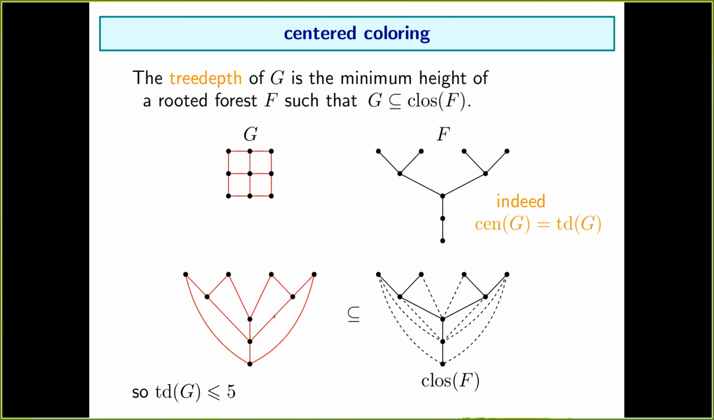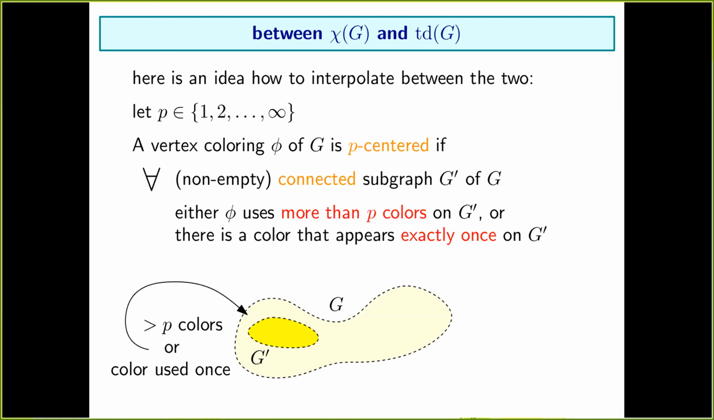So now we don't require that every connected subgraph has a center. We are satisfied if it's hit by a lot of colors. Then it's still p-centered. Yes, so that's the definition. And then we have the p-centered chromatic number.